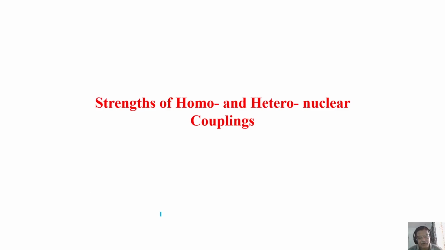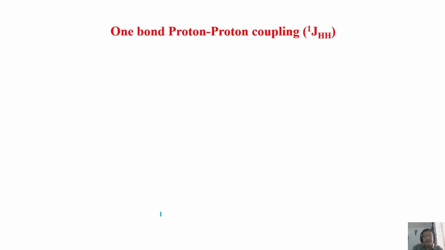So now with this, we'll give you some idea about the strength of homo and heteronuclear coupling. I gave a lot of examples about how the splitting pattern comes and how to analyze everything. Now let us understand the strengths of homo and heteronuclear couplings. I'll continue this for some time. We'll see, what is the largest coupling?